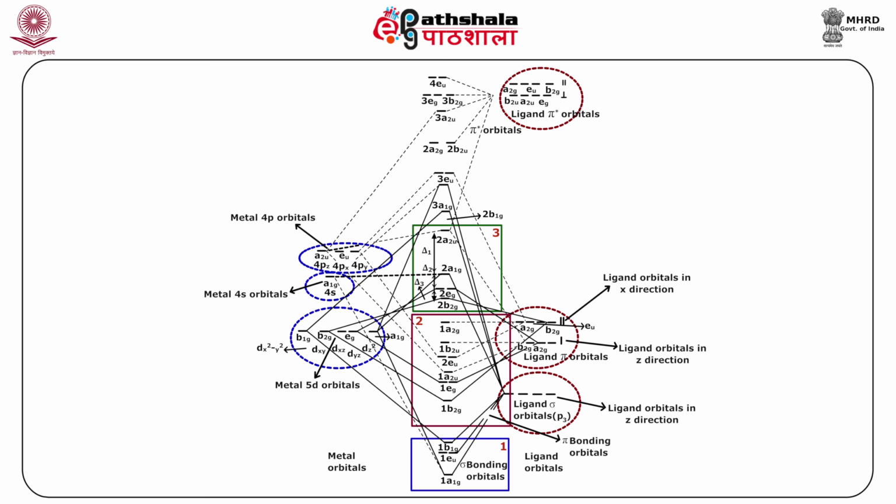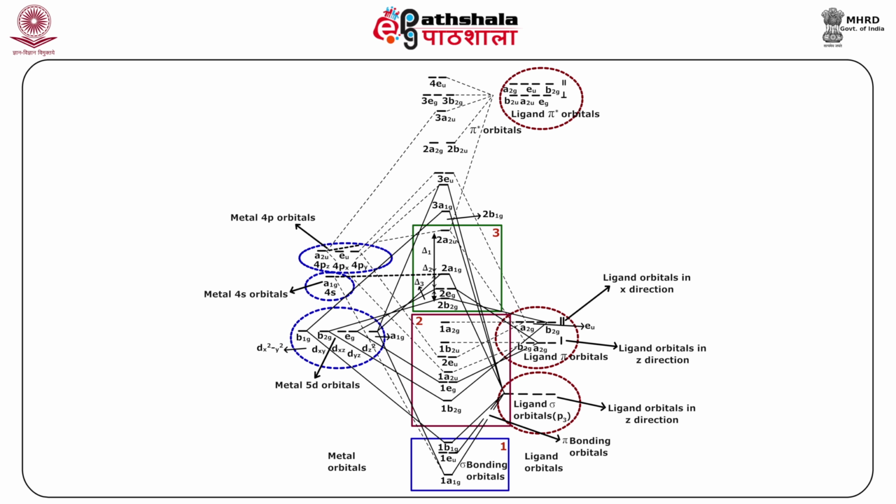The lowest lying in energy are the ligand orbitals engaged in sigma bonding, which are also called the sigma set of orbitals. Above them are the pi bonding ligand orbitals, namely pz and px. On the extreme right top end are the ligand antibonding pi star orbitals. In order to describe the bonding, the molecular orbital diagram has been divided into three parts, namely 1, 2 and 3. Each part needs to be taken up separately in order to understand the entire picture.